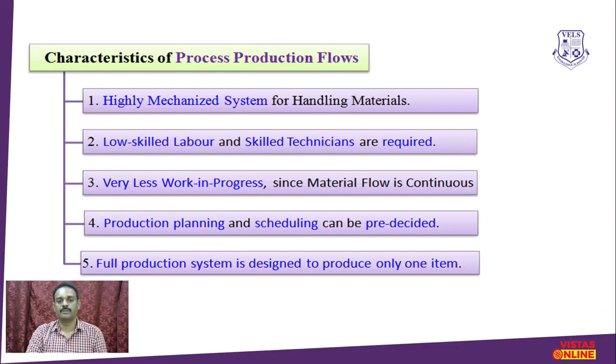The characteristics of process production flows. Highly mechanized systems are used for handling the materials in process production. Low skilled labor or skilled technicians are required because all the process is managed or controlled by the machine. So they expect low skilled labor, or to some extent a skilled technician for handling the machines. There is very little work in progress because the material flow is continuous in process production flows, and production planning and scheduling can be pre-decided. They won't change the production planning and scheduling on an hourly or daily basis. It is a fixed one. And the full production system is designed to produce only one product or one brand.